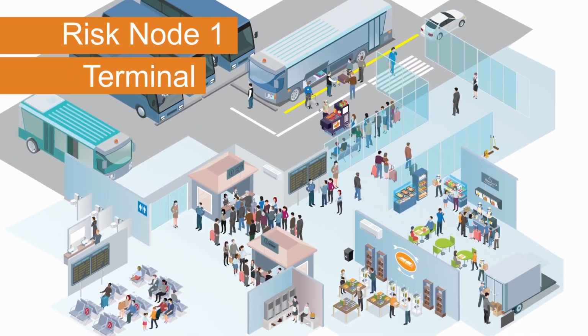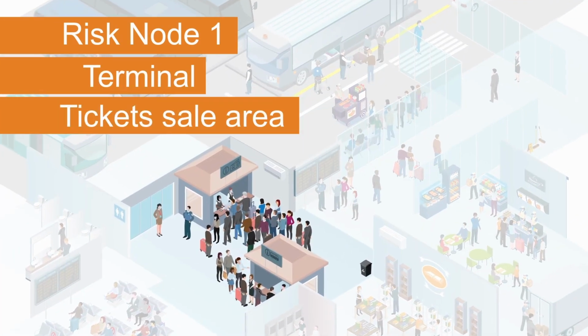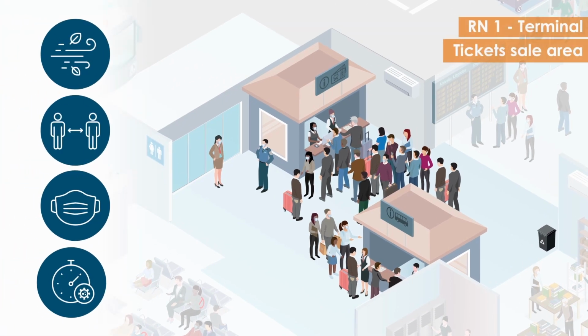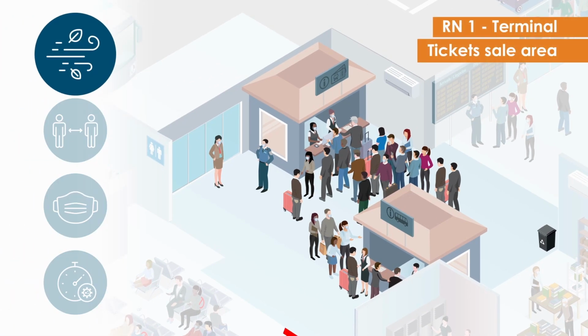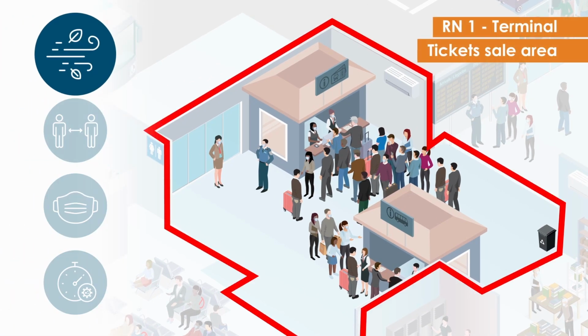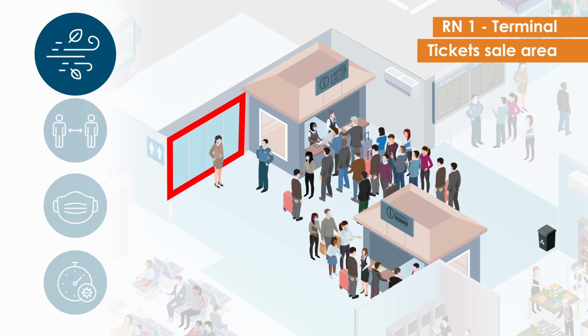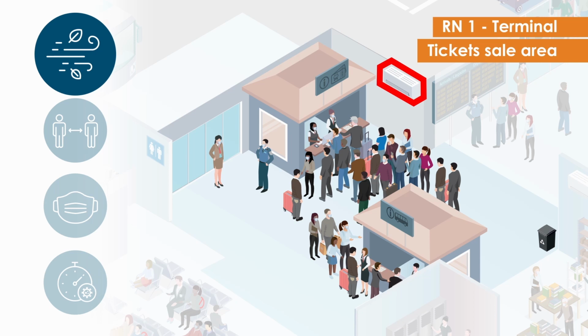Risk Node 1, Terminal, Tickets, Sale Area. The terminal where we are located is in a closed space with a large influx of people. It has some windows, but they are usually closed. The air conditioning is turned on and recirculates indoor air.